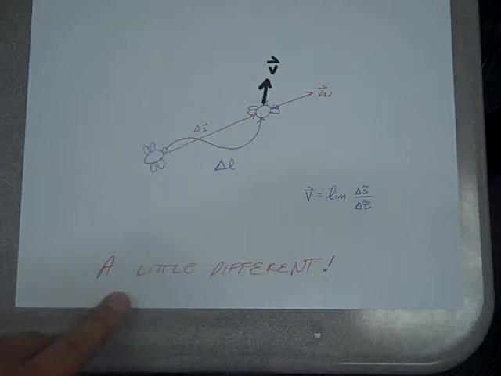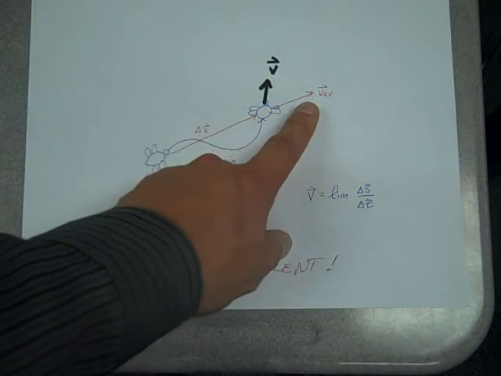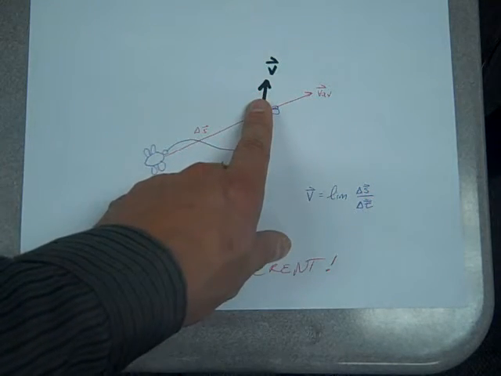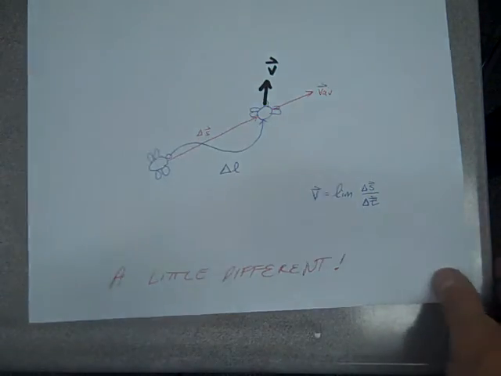So it's a little bit different. But again, what's more of an accurate number for Buzzy the bumblebee? Well, while the average is nice, I want to know where the bee is going. So the instantaneous velocity is actually a little better.